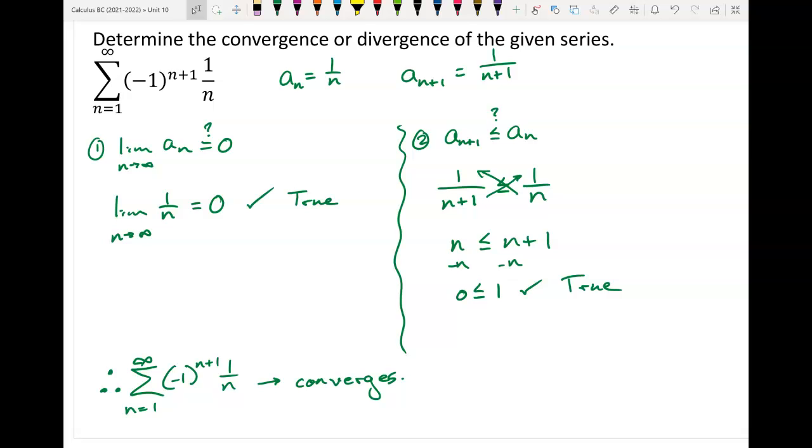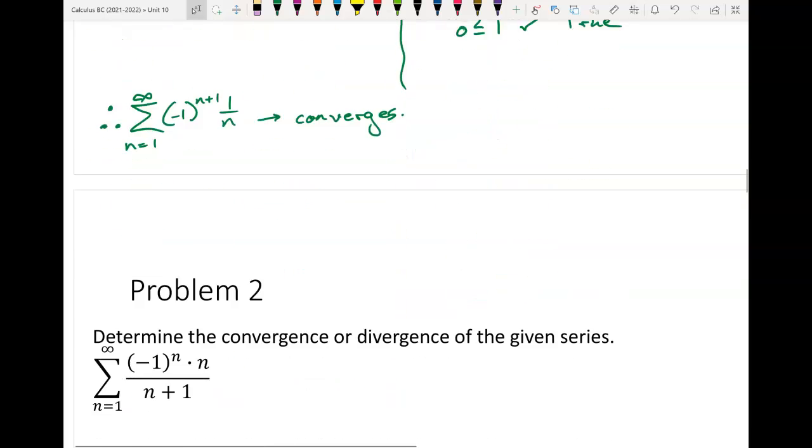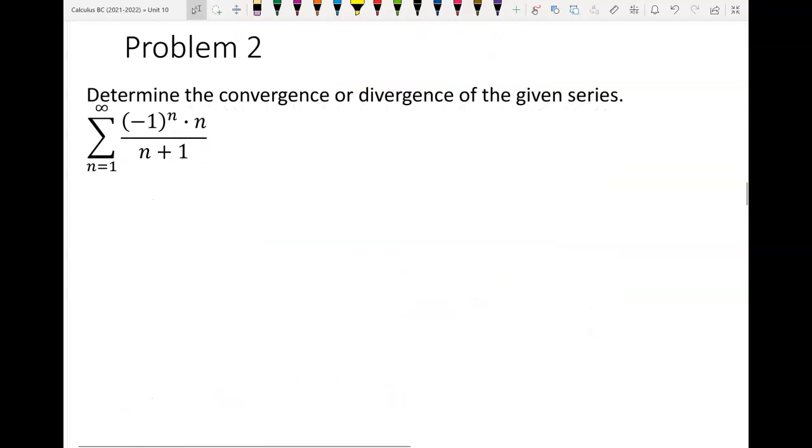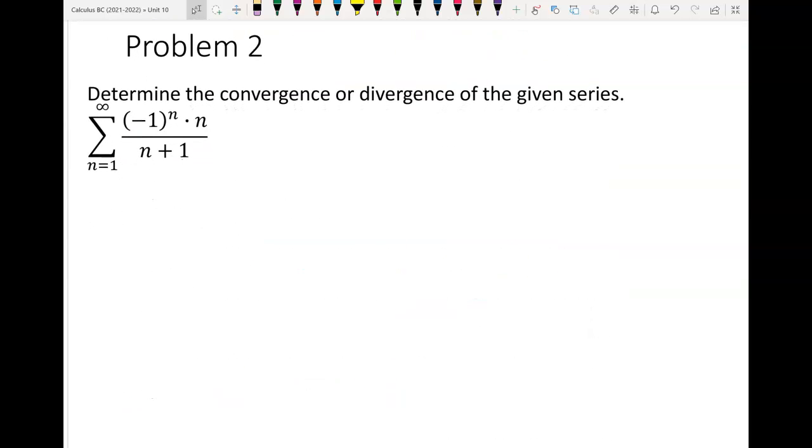Some people still getting it down. Good, Matthew? All right, I want you to go ahead and try this one. Determine convergence or divergence of this series. All right, so let's go ahead and talk about this. What is our a sub n that we're looking at? What would be a sub n plus 1?